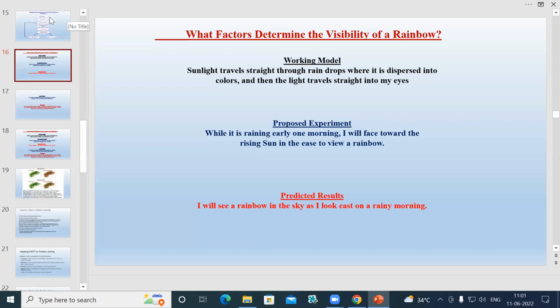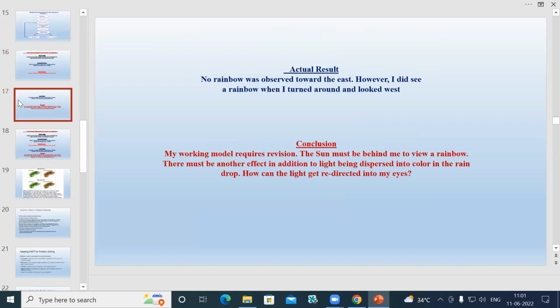Okay, go for the next slide. See, actual result, what will happen? No rainbow was observed toward the east. However, I did see a rainbow when I turned around and looked west. Okay, so what will be the conclusion? That my working model requires revision. The sun must be behind me to view a rainbow, and there must be another factor in addition to light being dispersed into colors in the raindrop. And the question is, how can the light be redirected into my eyes?